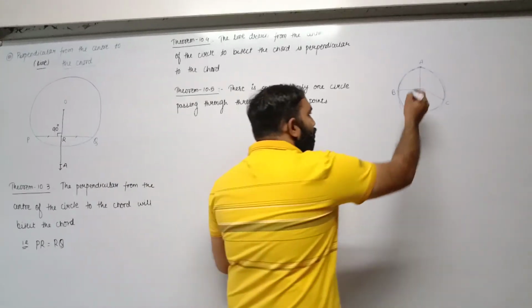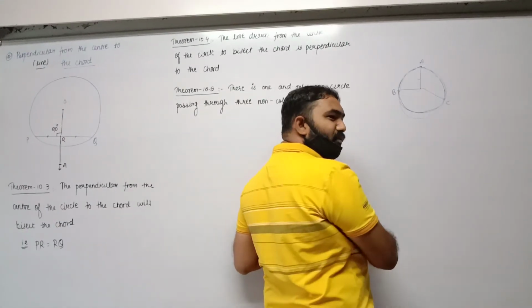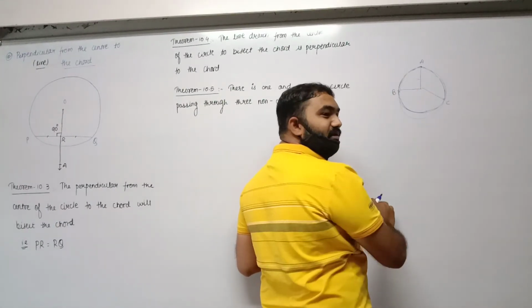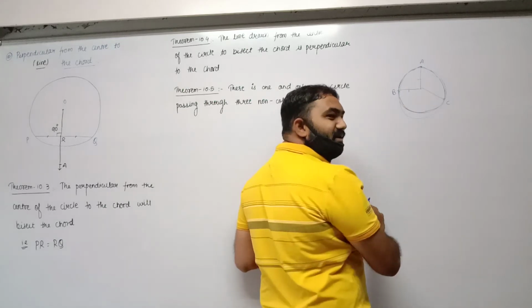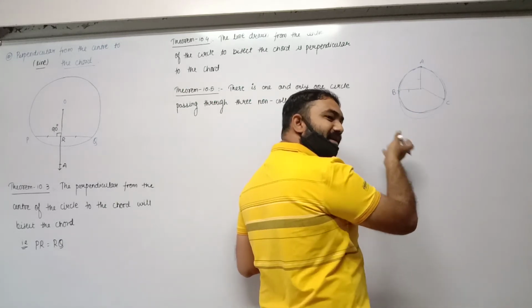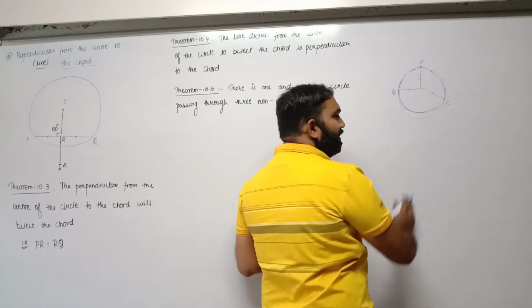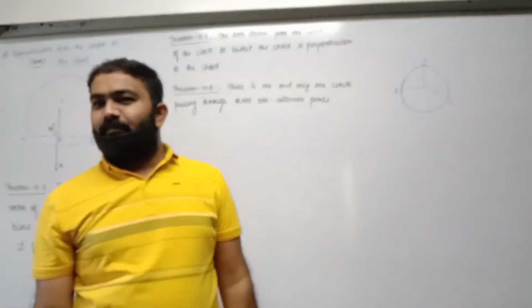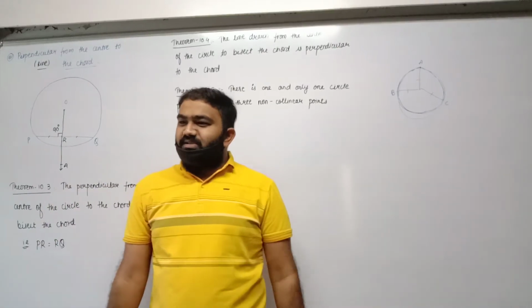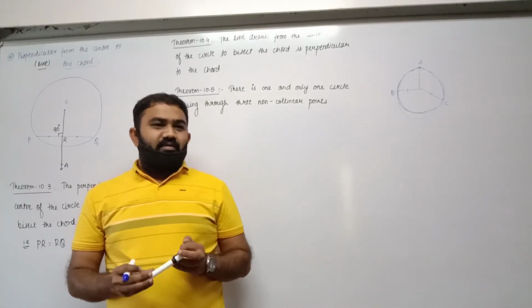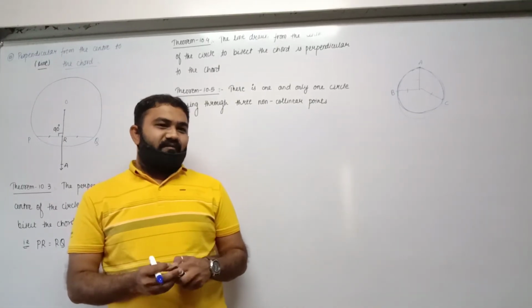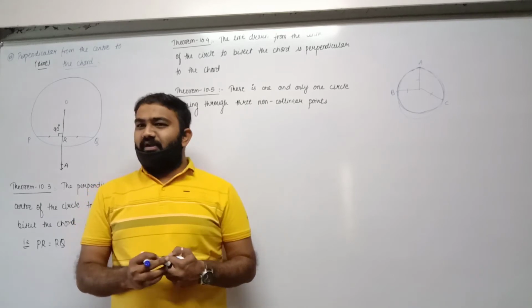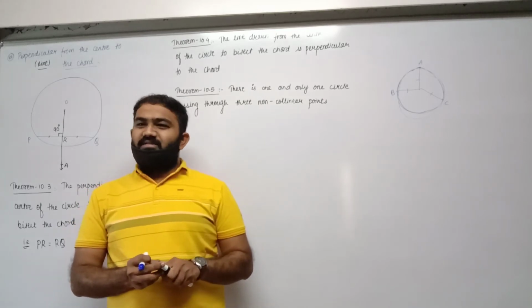If you take OA as the radius and start with point A, you will get the same circle. If you start with OB as the radius and start from point B, you will again get the same circle. And if you take OC as the radius and start from point C, again you will get the same circle. In all these three cases, the circle will be the same. Just the method of drawing is different. We have taken OA as radius.